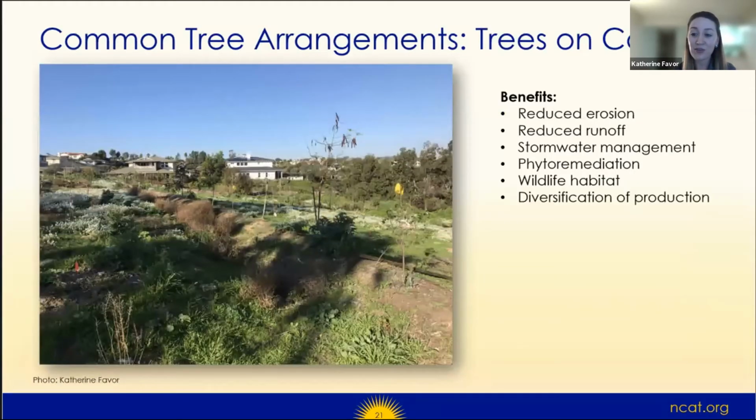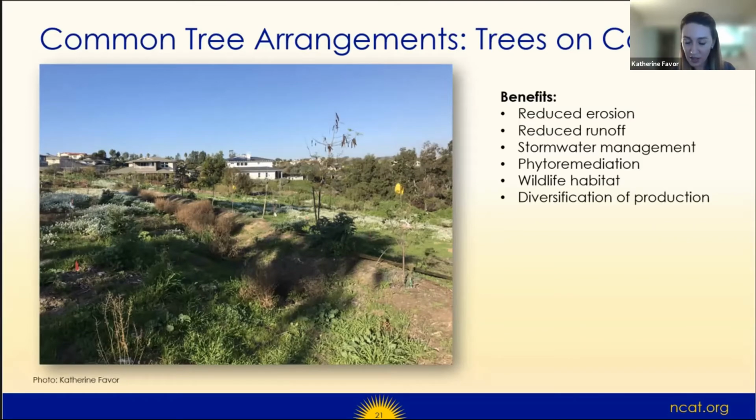Another common arrangement for trees in urban agriculture settings is to arrange trees on contour to create what we call infiltration swales. So this arrangement of trees is similar to an alley cropping system that we went over, which is where rows of trees are interspersed with rows of crops. But in this case, trees are planted on berms, which are these mounds that you can see. So when trees are planted on these mounds, the tree roots stabilize these mounds as they grow, which turns them really into solid walls almost.